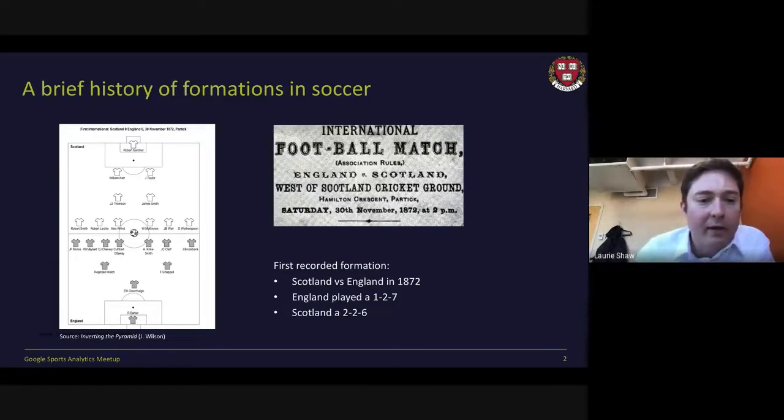So on the left-hand side of the slide, I believe is the first ever record of formations in a match. It shows the lineups for the first official international game in soccer between Scotland and England in 1872. So England started the match in an ambitious 1-2-7 formation, which means they played with one defender, two midfielders, and seven forwards, whereas Scotland played with a bit more of a cautious 2-2-6. And miraculously, this game ended 0-0.